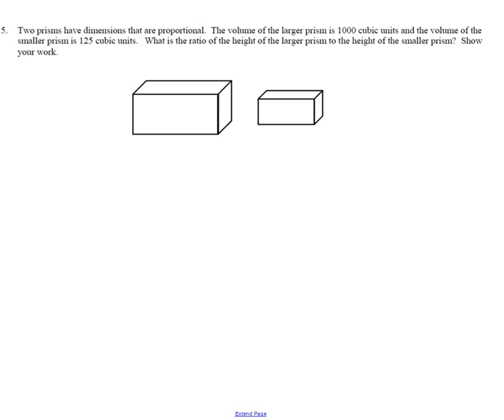Okay, so this one's a little bit different. So it says volume of the larger prism is 1,000. The smaller one is volume of 125. So this time it says what is the ratio of the heights, which really that's just a fancy way of saying what's the scale factor.